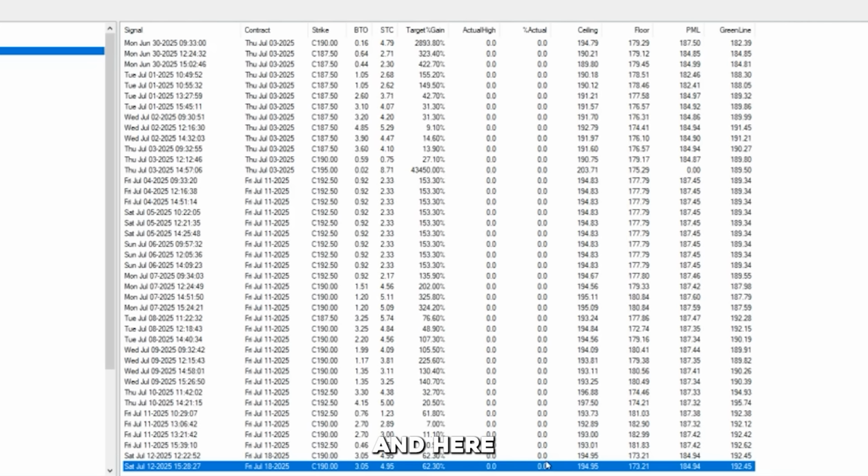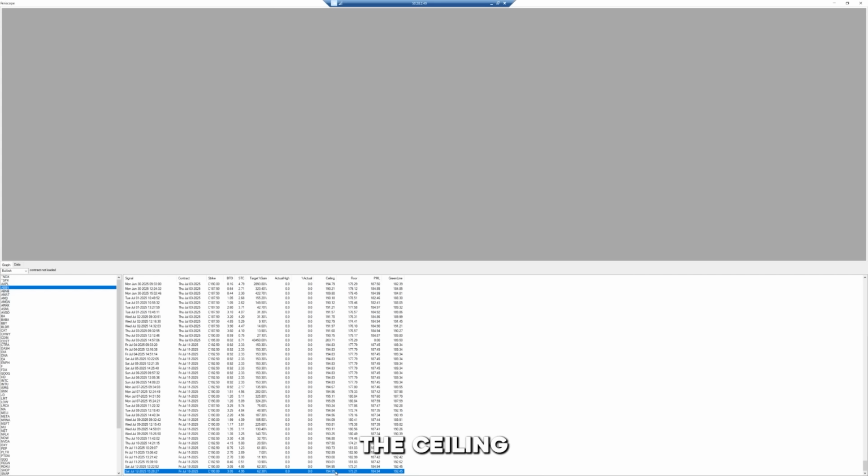Okay, and here is the actual high. Basically, we haven't started with the next week's session, right? It's still Sunday, so the actual high is gonna form when we are in the session, and it's gonna update from time to time. Also the actual percent, right? How much percent gain or loss are we at, if that makes sense. And it also gives you ceiling, floor, PML, and the green line right here.